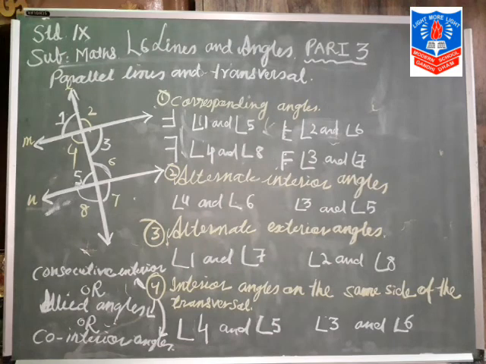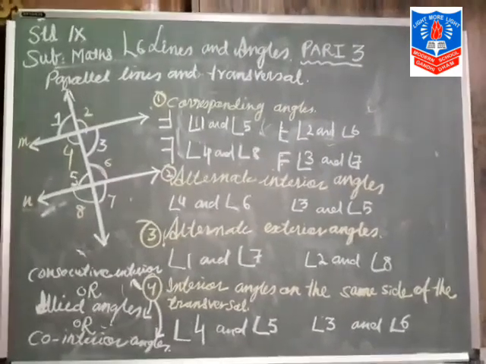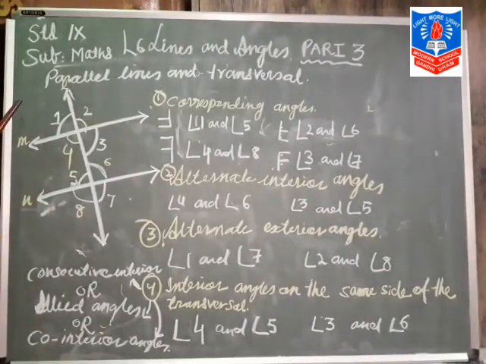Clear children? What do you mean by transversal? A straight line which intersects two or more straight lines at distinct points is called a transversal. Here, L is a transversal, and we have two parallel lines, M and N.